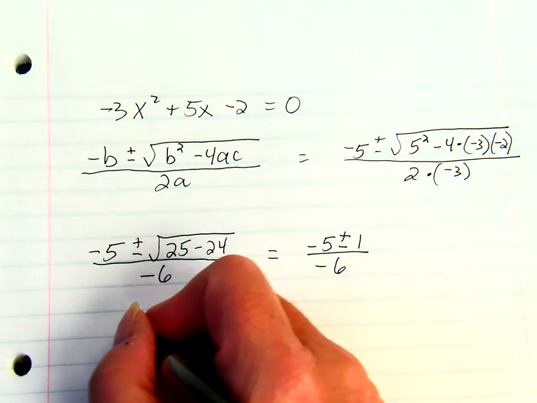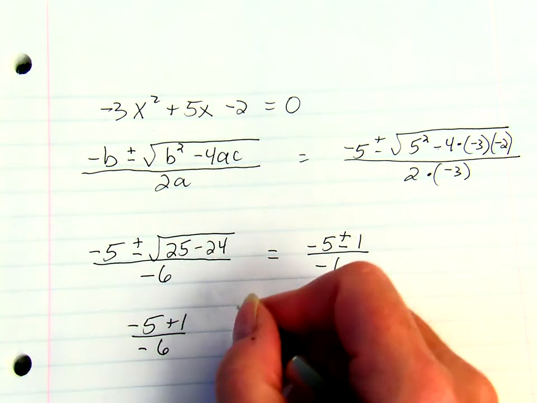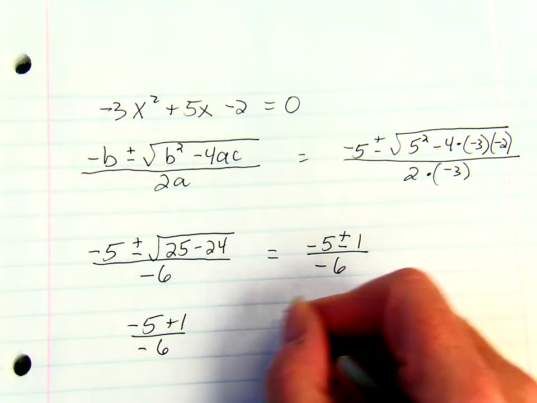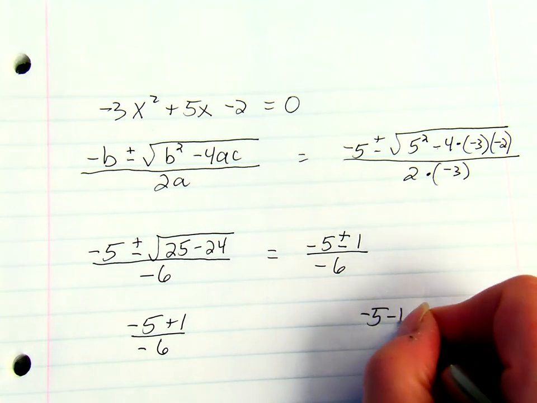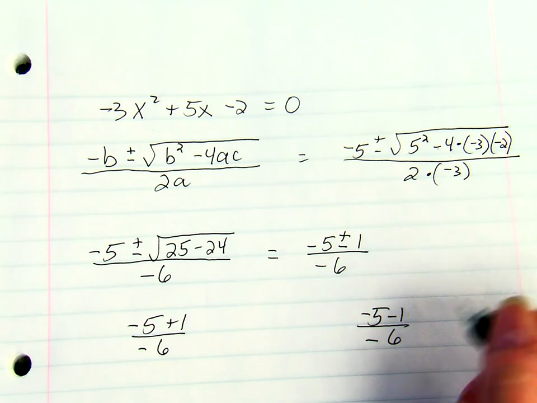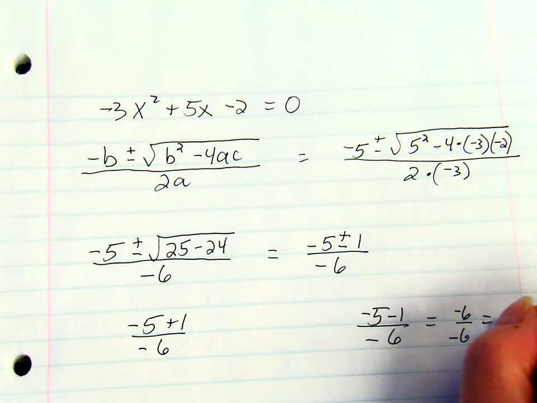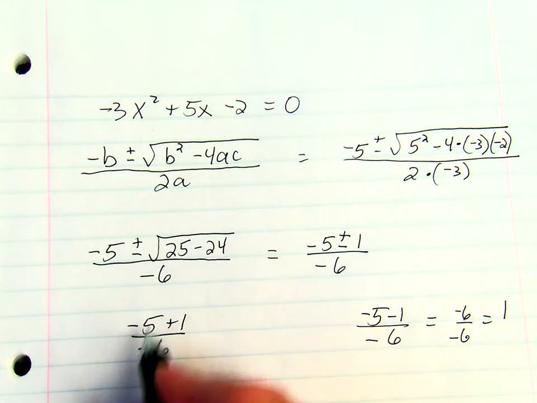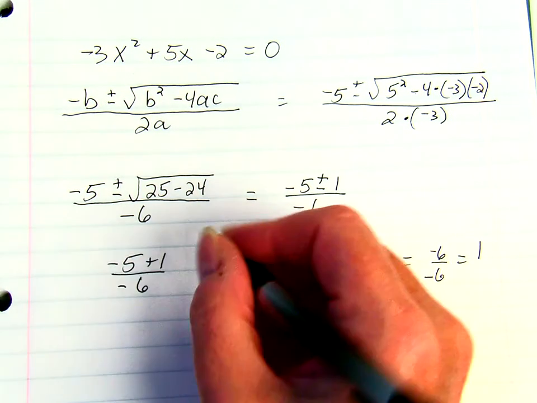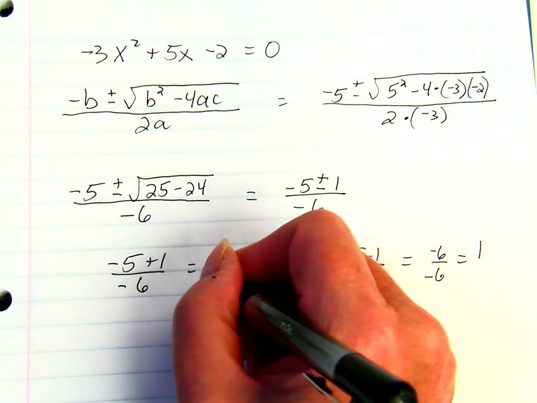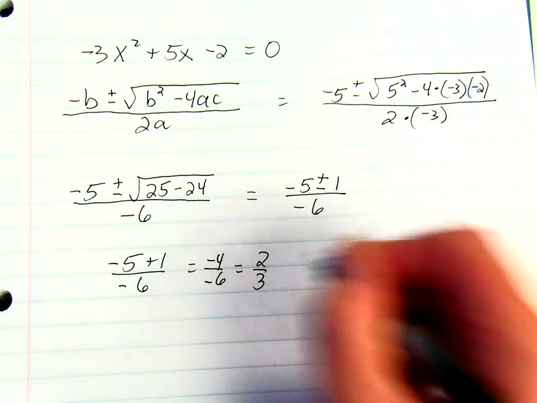When I split it up, it's negative 5 plus 1 over negative 6, and negative 5 minus 1 over negative 6. So this one is easy, negative 6 over negative 6 equals 1, and over here, this equals negative 4 over negative 6, which is equal to 2/3.